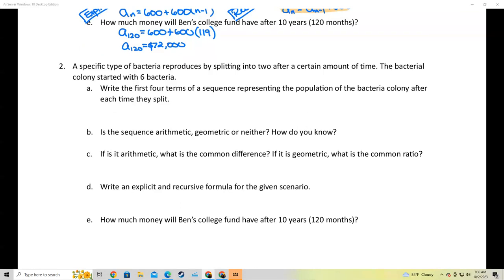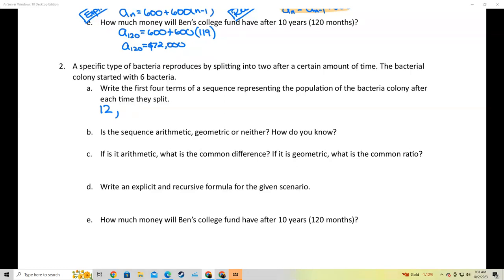But be careful with this because right now, how much bacteria is there? There is 6 bacteria right now. It has not split yet. So right now, your 0th term is 6. Nothing has happened yet. But after 1 split, those 6 are going to turn into 12. So your first term after the first split is going to be 12.